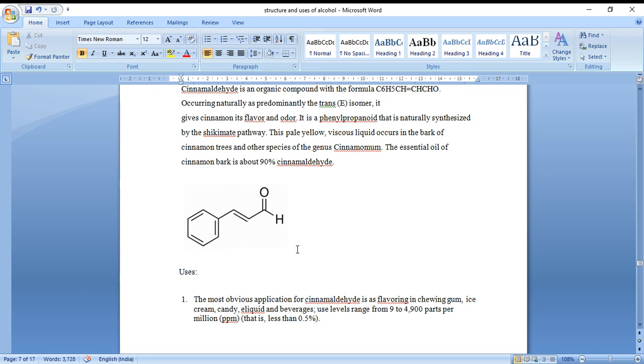Cinnamon is generally used as a condiment. So from that cinnamon, you will get the cinnamaldehyde. And the cinnamon bark, just like a దాల్చిన చెక్క.